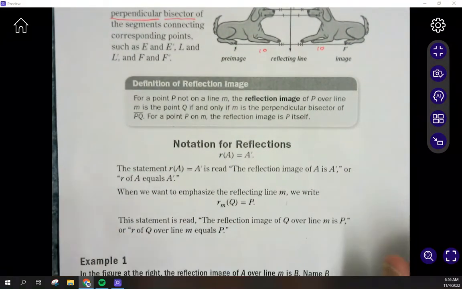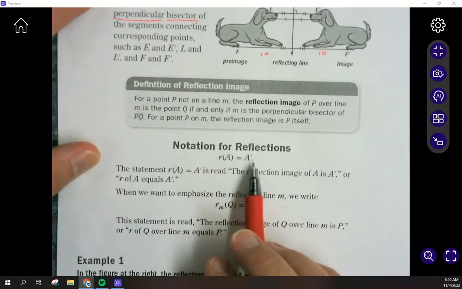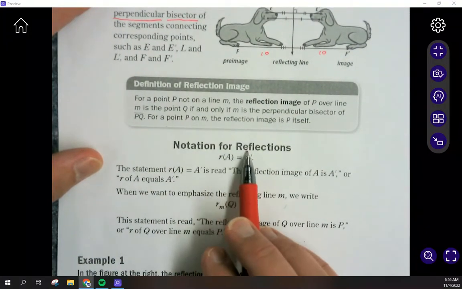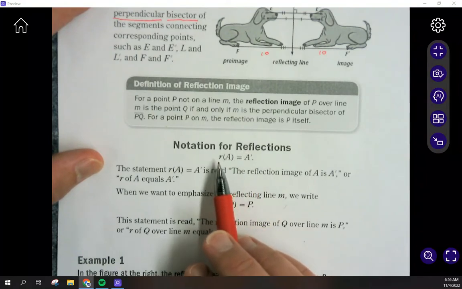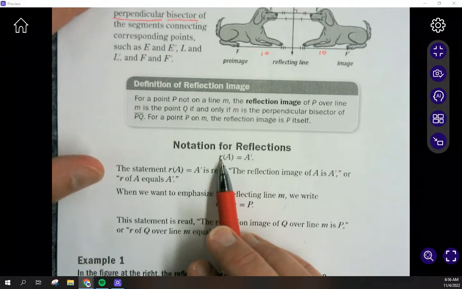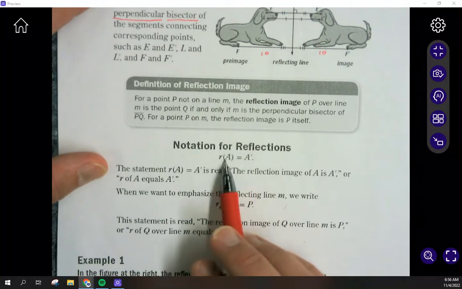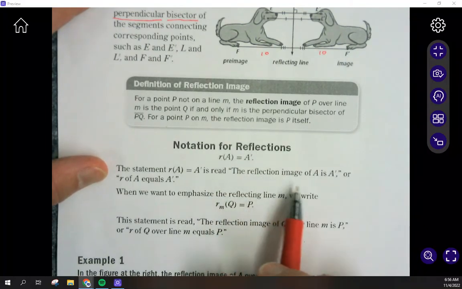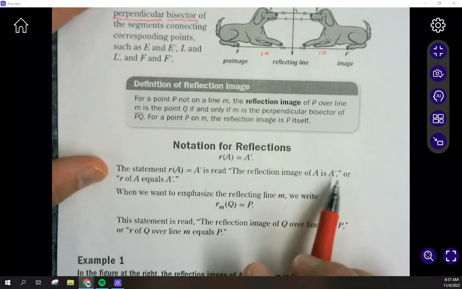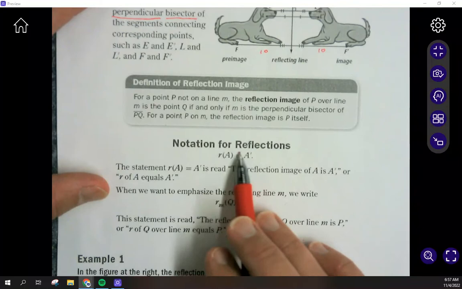Now, when we show the notation for these reflections, this is what it's going to look like. Little r represents reflections. If you remember back to rotations, we used a capital R. We didn't spend a lot of time focusing on them, but we did use a capital R for rotations. So lowercase r is for reflections. And so this statement here would be read, the reflection image of A is the image of A. Now, this is the way you write it.